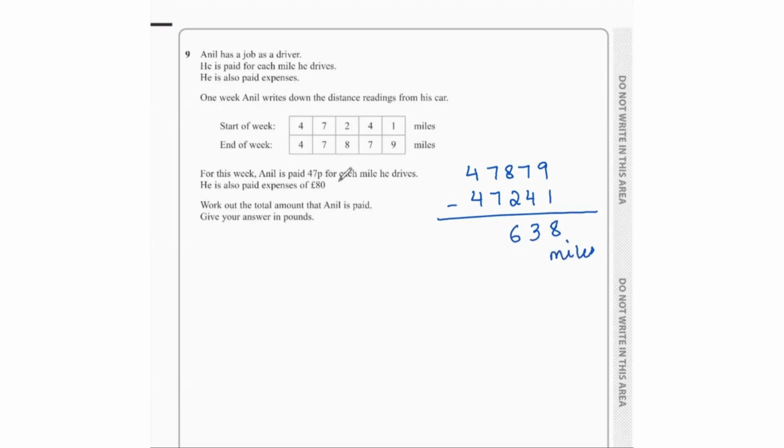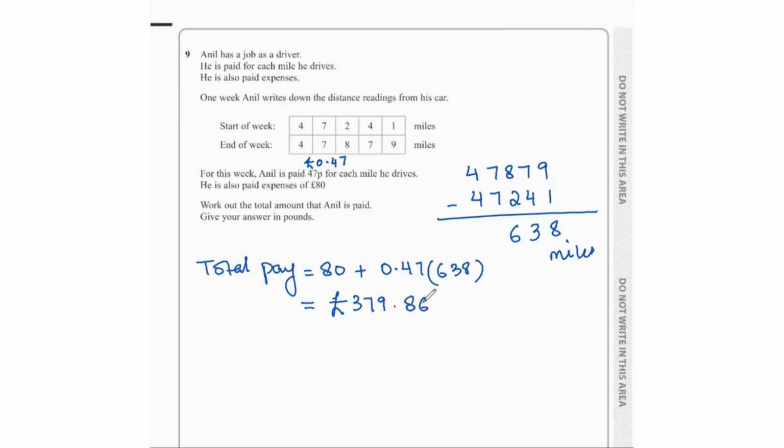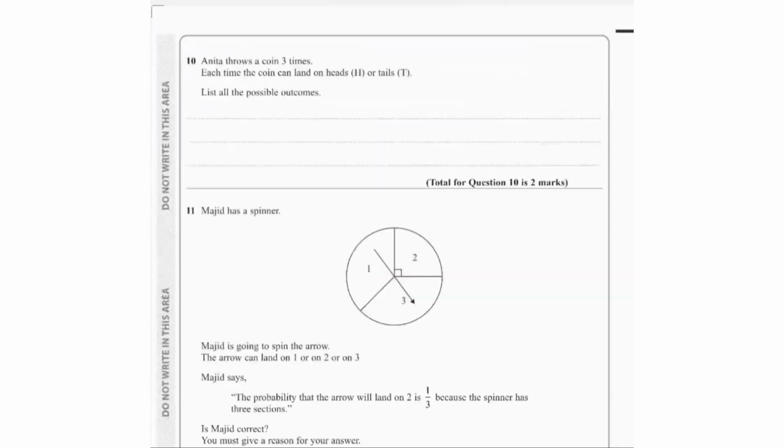Now he's paid 47 pence for each mile. So if we convert the 47 pence into pounds, that's going to be 0.47 pounds. So total pay is going to be 80 pounds, which is what is paid for expenses, plus 0.47 times 638. So that's going to be 379.86 pounds.